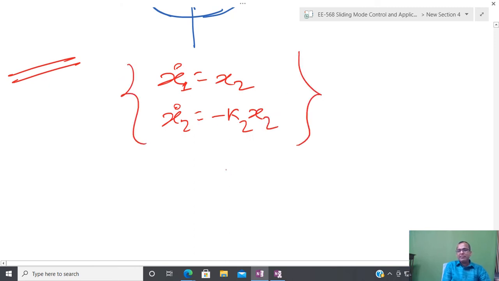Now try to see the behavior. Here the second equation is fully decoupled. It means that I am able to solve this equation independently. So what is the solution of this equation? Anyone?